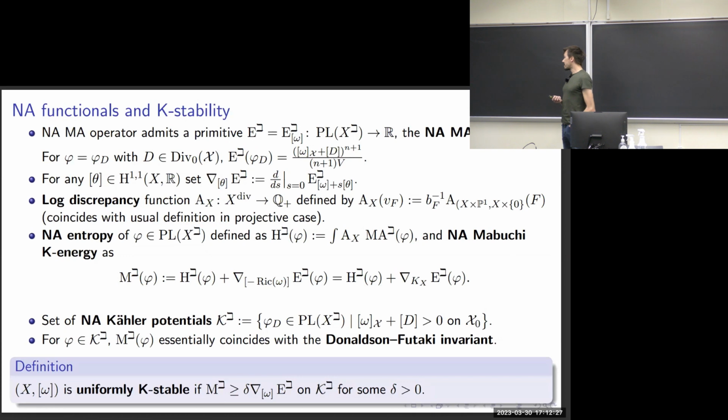And then we can formulate K-stability, or more precisely uniform K-stability, as a kind of coercivity condition for this non-Archimedean K energy. So you want it to be positive, but more precisely, greater than some positive multiple of something you can think of as a kind of norm or distance function on the space of non-Archimedean Kähler potentials. So that really corresponds to the usual notion of uniform K-stability. It's just presented in a slightly different way.